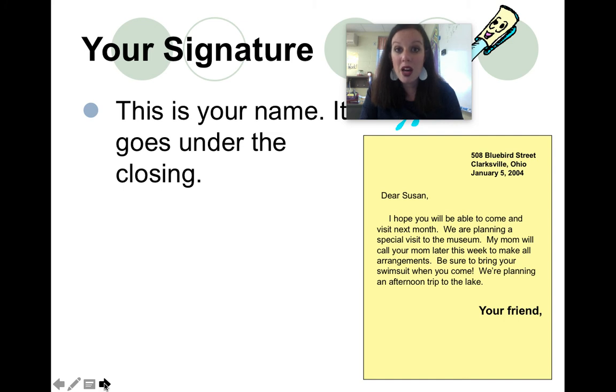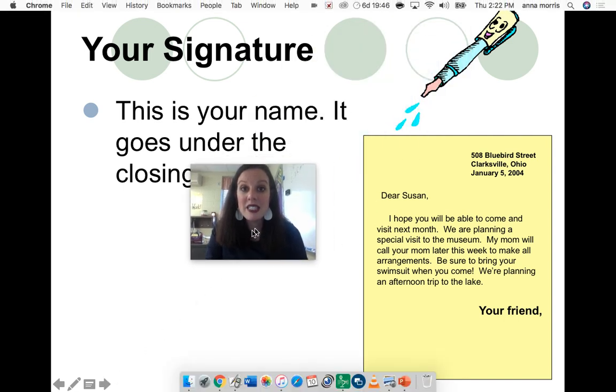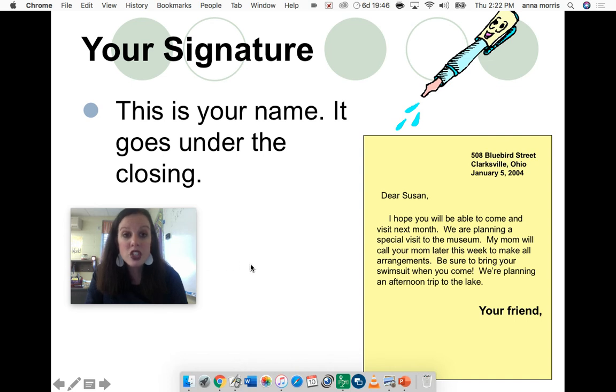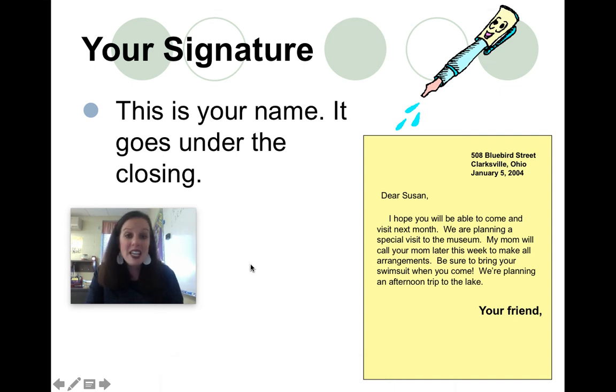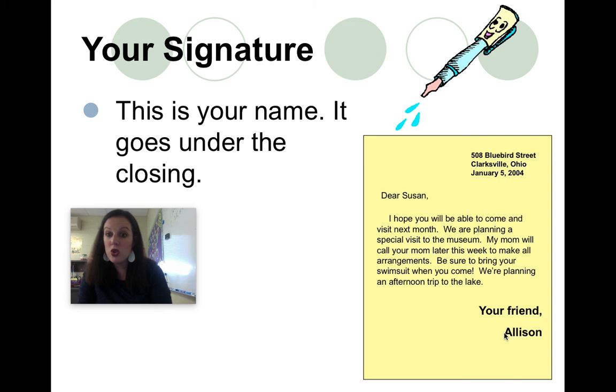Heading, greeting, body, closing, signature. Signature is a fancy way to say your name, and this goes under the closing. Okay, so right under the closing, you're going to put your name. All right, so the person who wrote this, her name was Allison. She was writing her friend Susan. Right here, we see Allison's name. Notice that when we're writing on a piece of paper, they have moved all the way over to the right side of the page to put the closing and the signature.